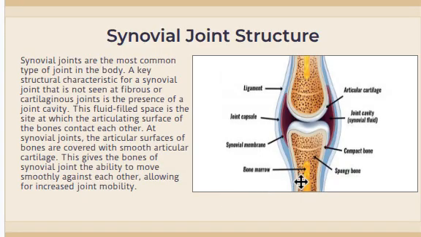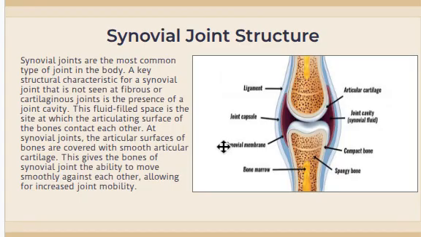And the joint capsule, where are we at? The joint capsule right here. So the joint capsule is a fibrous connective tissue that encloses the joint, and it has an outer layer, which is the fibrous membrane, and an inner layer, which is the synovial membrane. So a little more about the synovial membrane right over here.